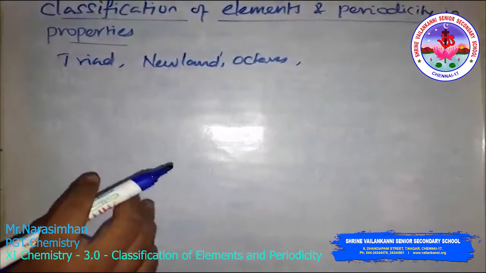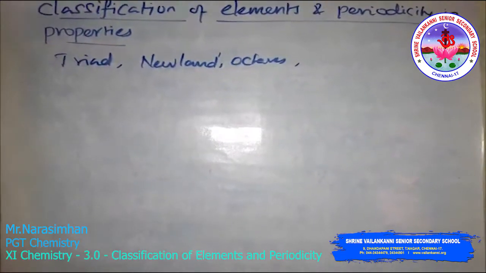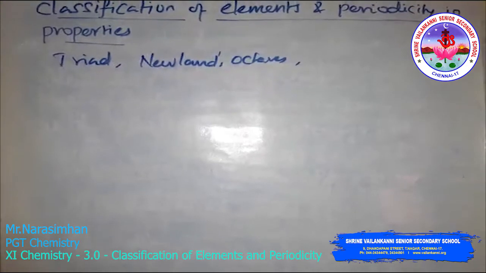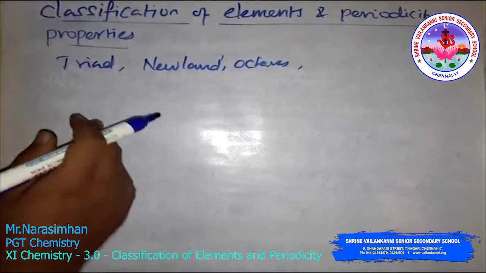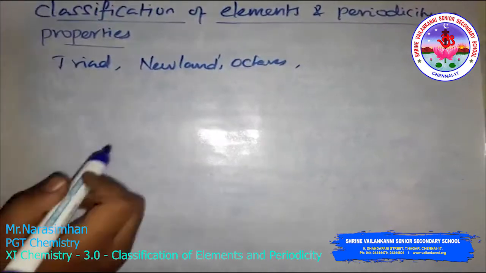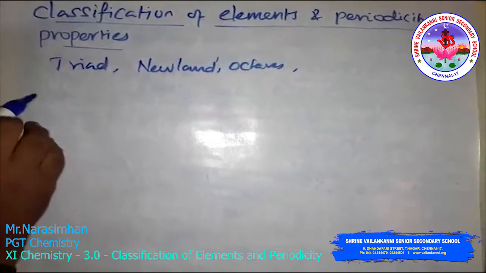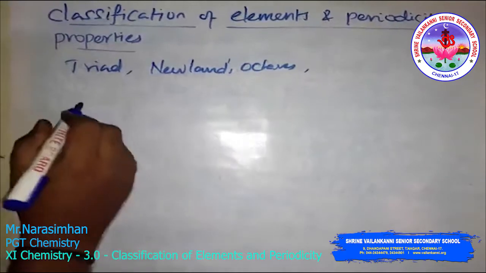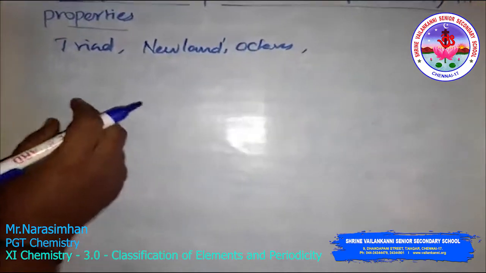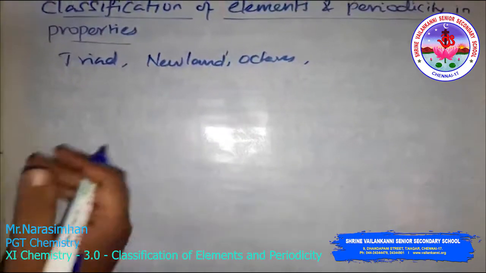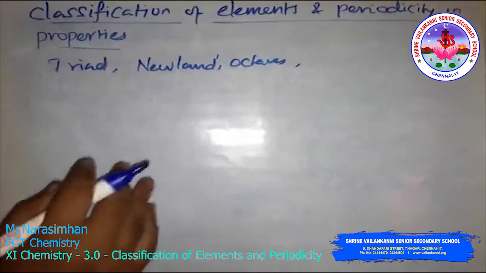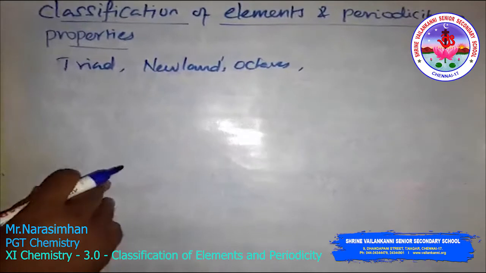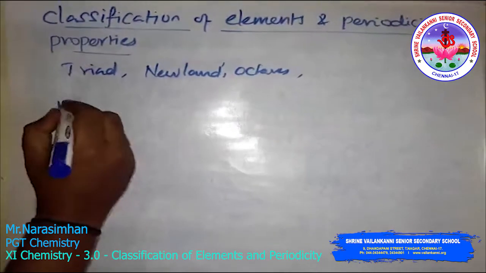In this chapter, we are going to discuss the modern periodic table, that is, the modern periodic law and the present form of the periodic table. The present form acceptable is the long form of the periodic table, with the s block, d block, p block, and f block. We will discuss this modern periodic table. See, the modern periodic law.